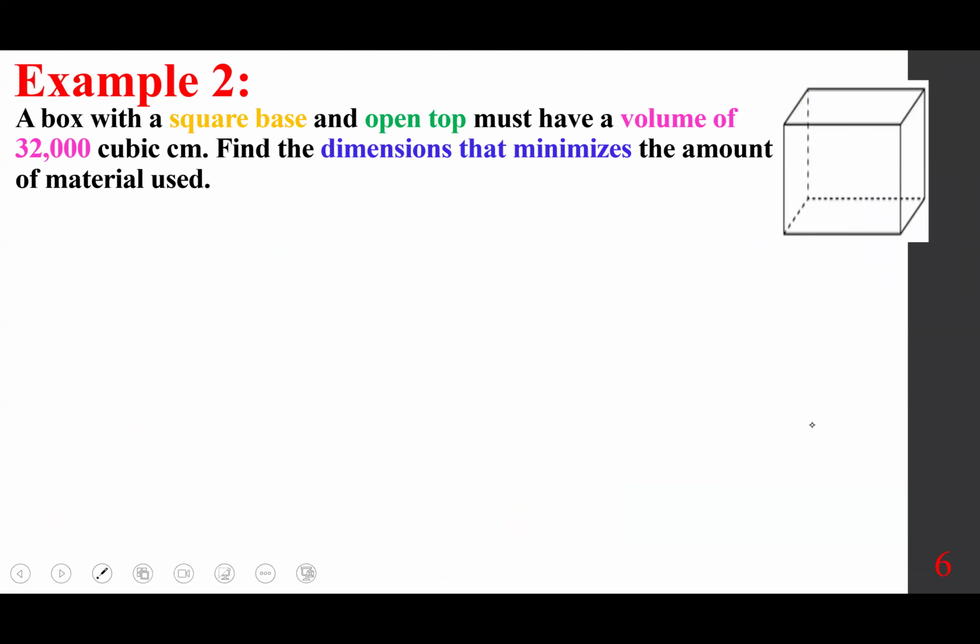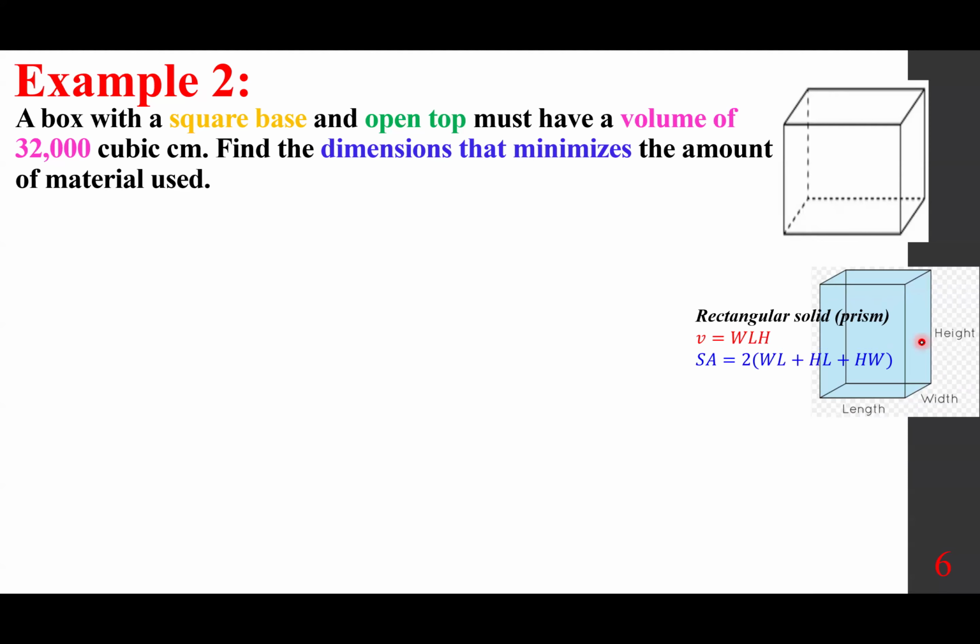Here's another example of optimization. A box with a square base and open top must have a volume of 32,000 cubic centimeters. Find the dimensions that minimize the amount of material used. First, I want to discuss the geometry or algebra behind this, reminding you that for a rectangular solid or prism, the volume is the length times the width times the height in any order.